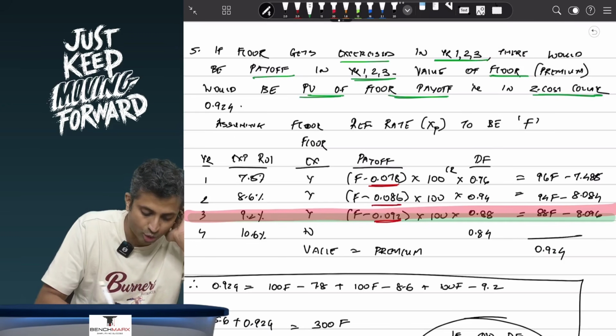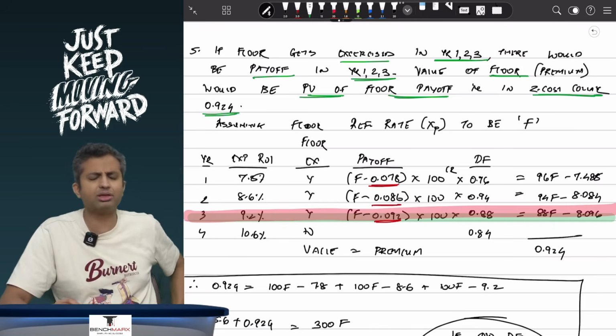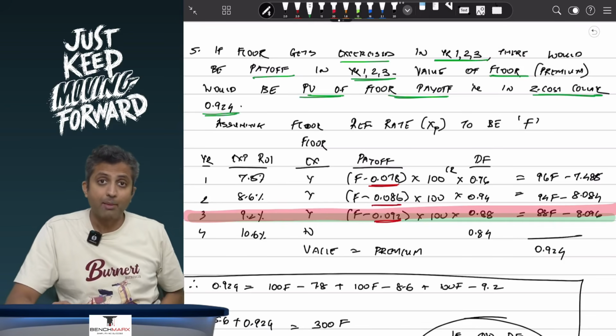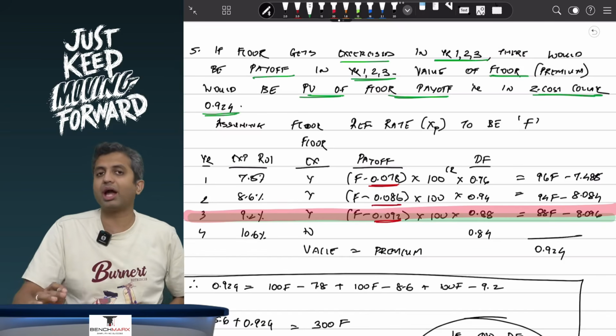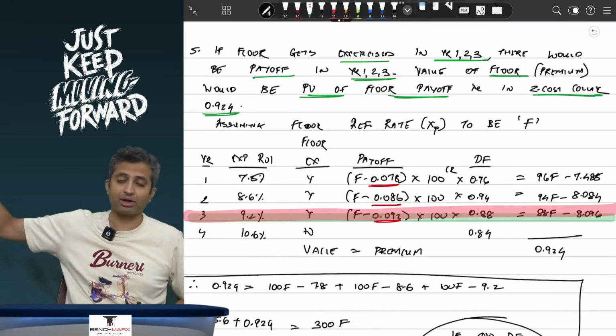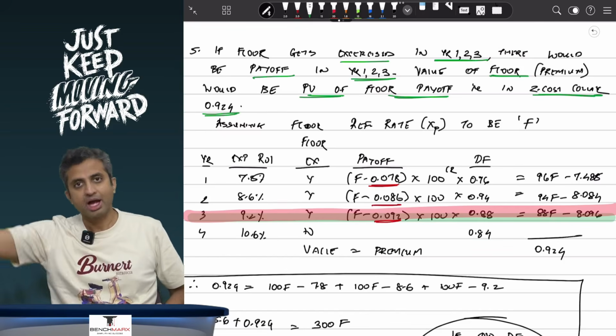That is the zero cost collar. This cost would be 0.924. But what will be the payoff? Well, actually, I have just assumed the rate to be 9.5. That is like saying assuming the answer. I have to find the strike price.